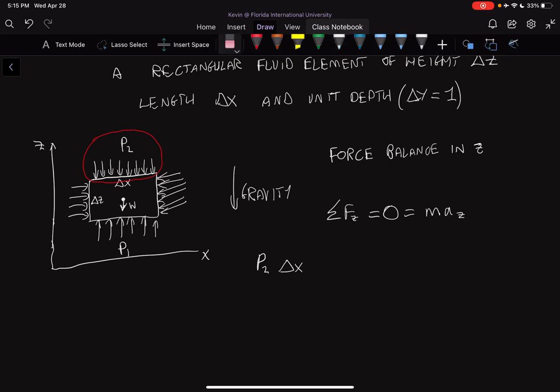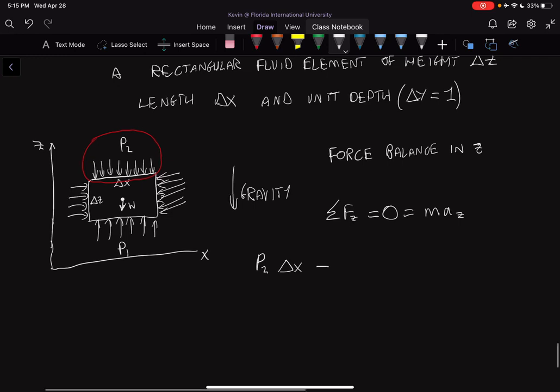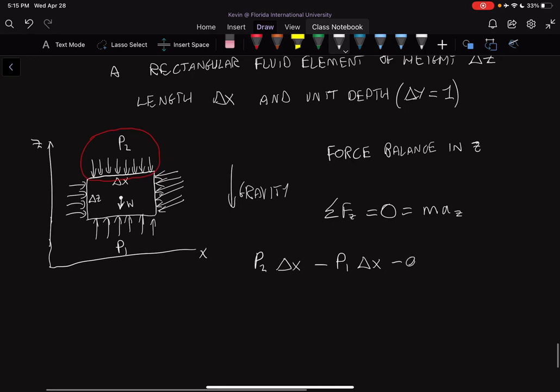So I'm going to make it disappear because it's just 1, times p2 delta x minus p1 times delta x again, and then minus rho g delta x times delta z. Now, where does this come from? Where does this term come from? This term comes from the fact that the weight is equal to mg.